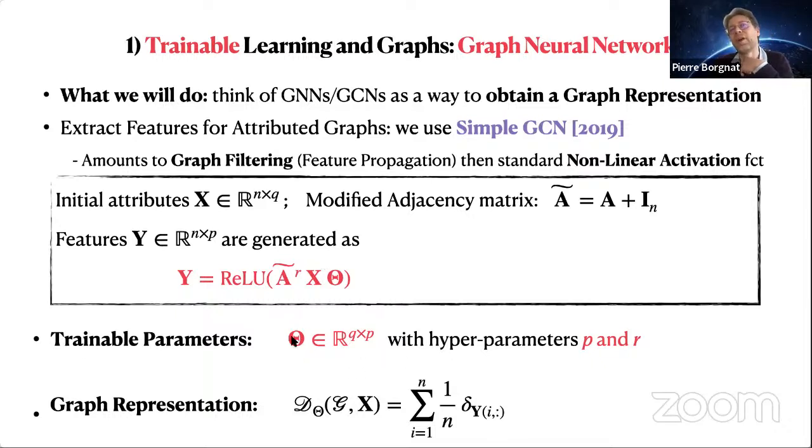The training parameters are only this matrix theta, and the hyperparameters are the size P of the output Y of this simple GCN, and R, the size of the neighborhood that we are exploring, so the number of hops that we are putting into that. And if you do that, then the output Y can be used directly as a representation, as a distribution. We take the distribution of Y as a representation of the attributed graph through this simple GCN.